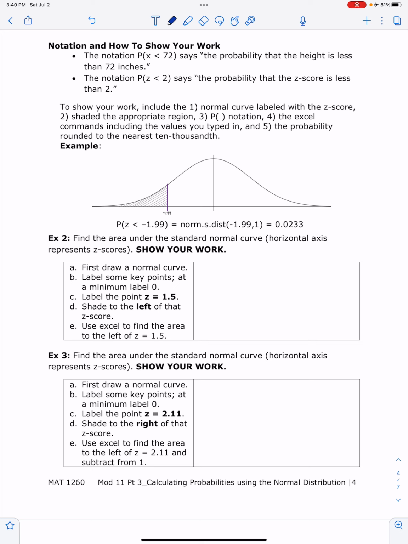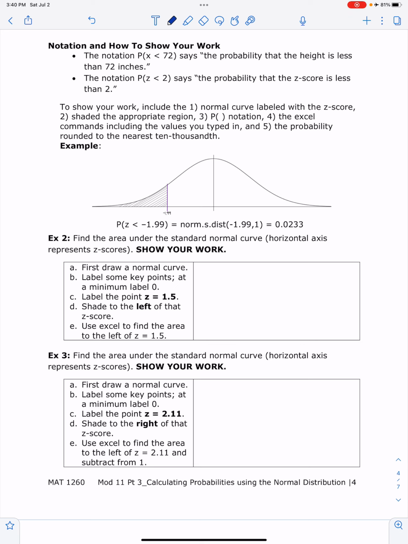So notation, real quick. The notation P of x less than 72 says the probability that the height is less than 72 inches. When we have the notation P, z less than 2, we are referring to the z-score. That's the probability that the z-score is less than 2.